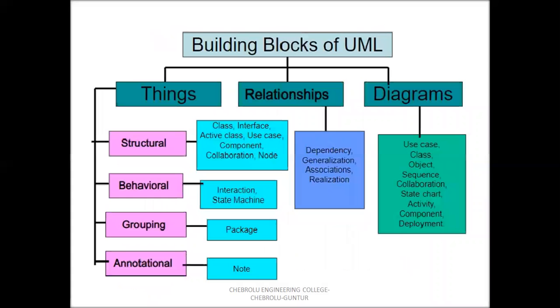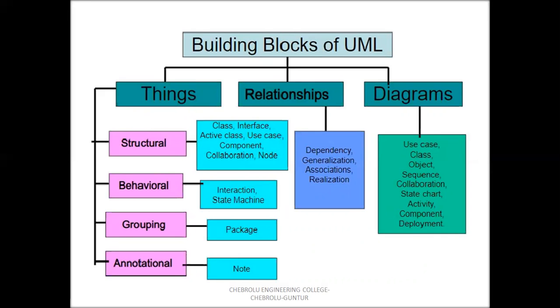First one, building blocks of the UML. Second one, rules. Third one, mechanisms. Building blocks of the UML means there are four types of things. First one, structural things. Second one, behavioral things. Third one, grouping things. Fourth one, annotational things. There are four types of relationships. First one, dependency. Second one, generalization. Third one, association. And fourth one, realization.